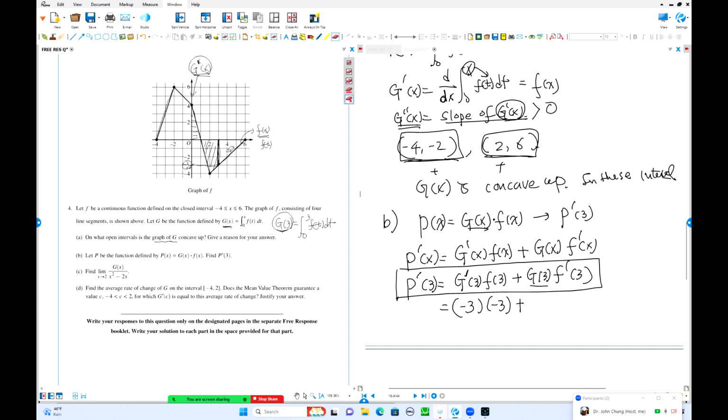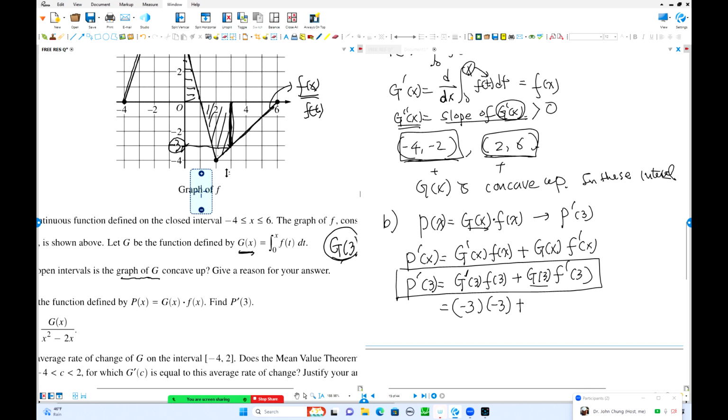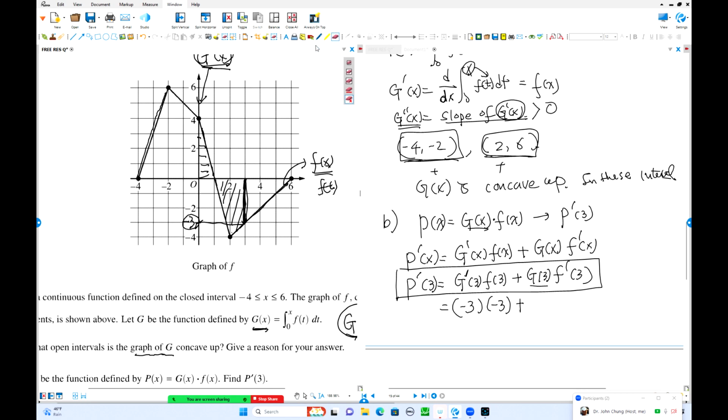How can you find this area? You're going to find up to 3, not 4. From here to here, this height is 4, this height is negative 4. This is a positive area, this is a negative area. It's going to be the same congruent triangles, plus minus, 0. The sum of this area is 0. We don't have to calculate.